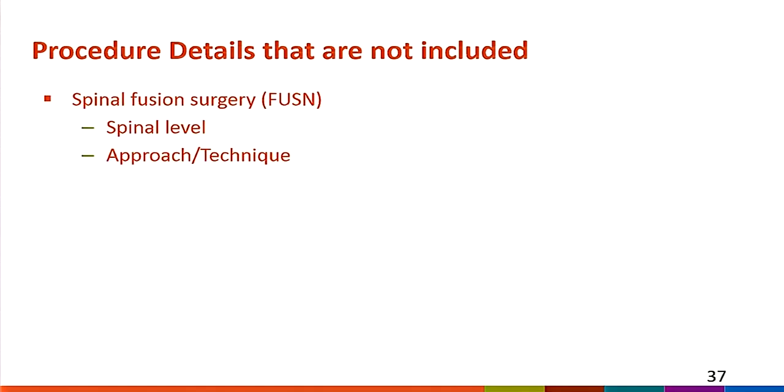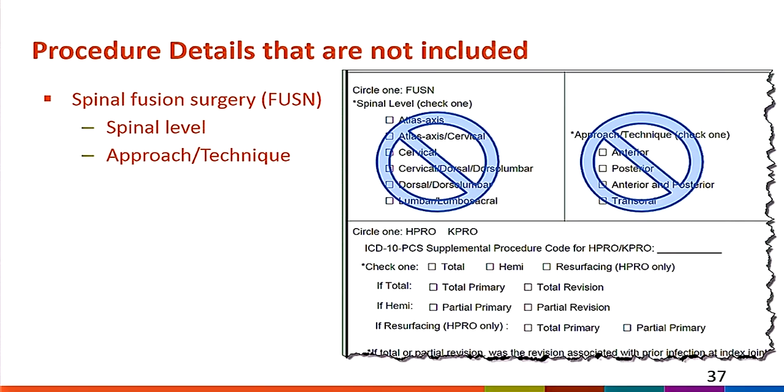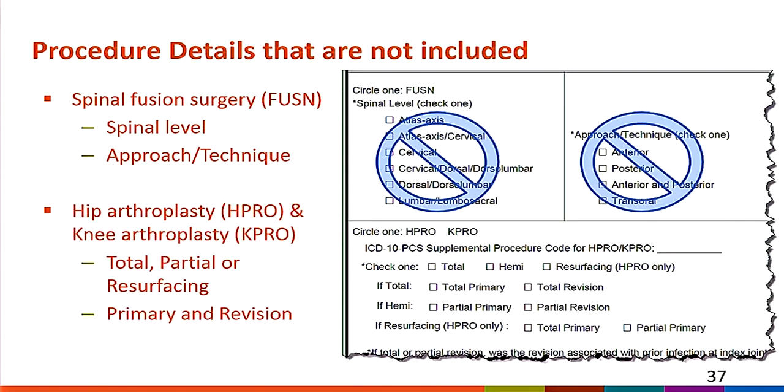Procedure details when reporting spinal fusion, such as spinal level and approach or technique, are not included. Also, what's excluded is the specific type of hip arthroplasty and knee arthroplasty, such as total, partial, or resurfacing, and primary versus revision are not included.